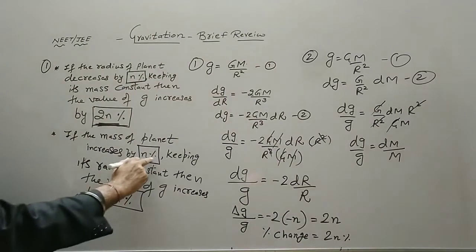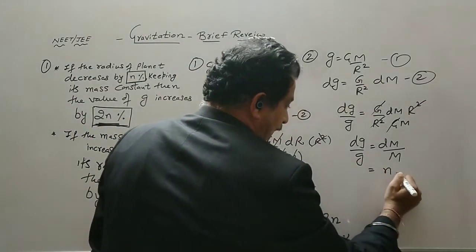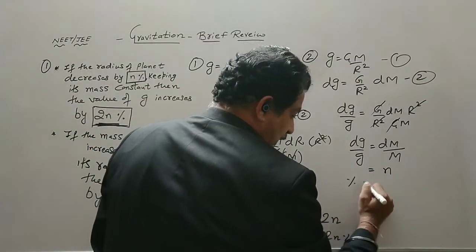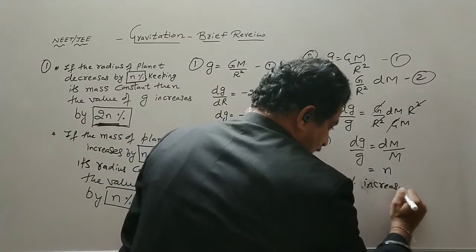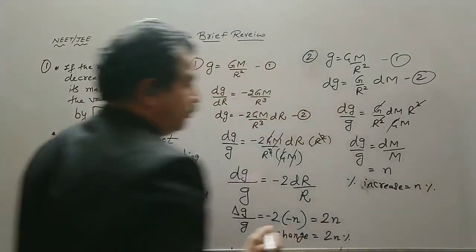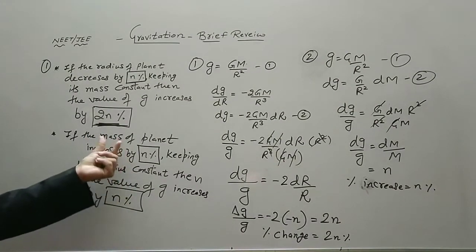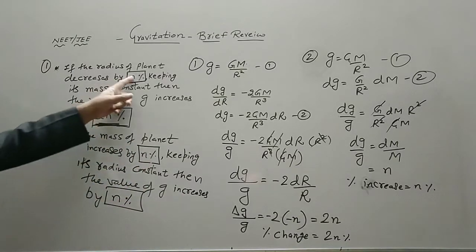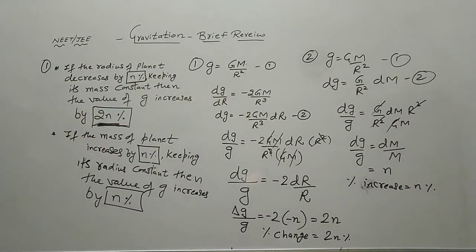Now there is an increase of n%. So the percentage change can be written as n, because it is given it increased by n%. Multiplying both sides by 100, percentage increase is equal to n%. So this is change in g with respect to the mass. If the mass of the planet increases or decreases, it is in direct proportion. For radius it is in inverse proportion, and because we have a square, it becomes 2n%.